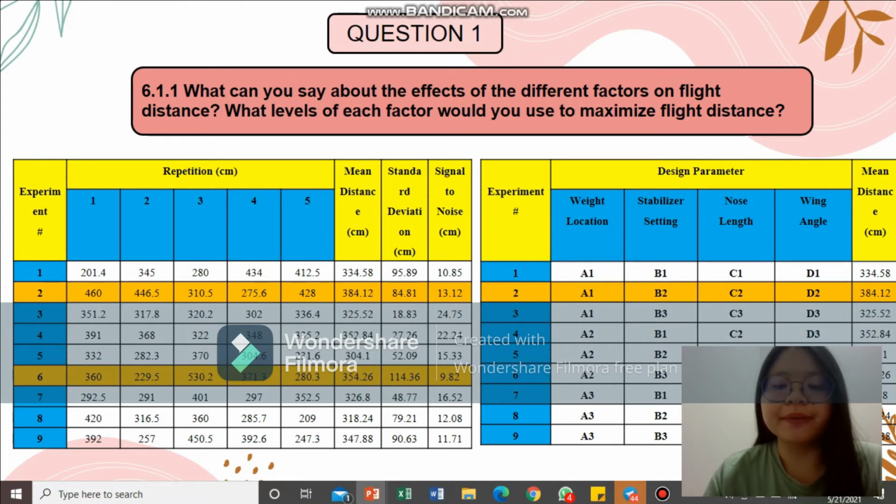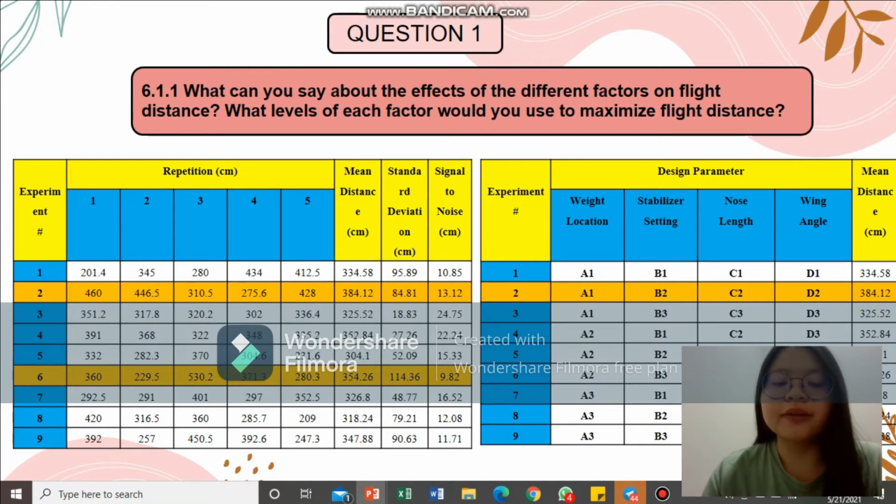This can be proved in table 1. We found that in experiment number 6, a paper airplane with a longer nose has a longer flight distance compared to other paper airplanes. Moreover, we also found that experiment number 6 had the highest standard deviation compared to the other experiments and had the lowest signal to noise ratio among the experiments we conducted.